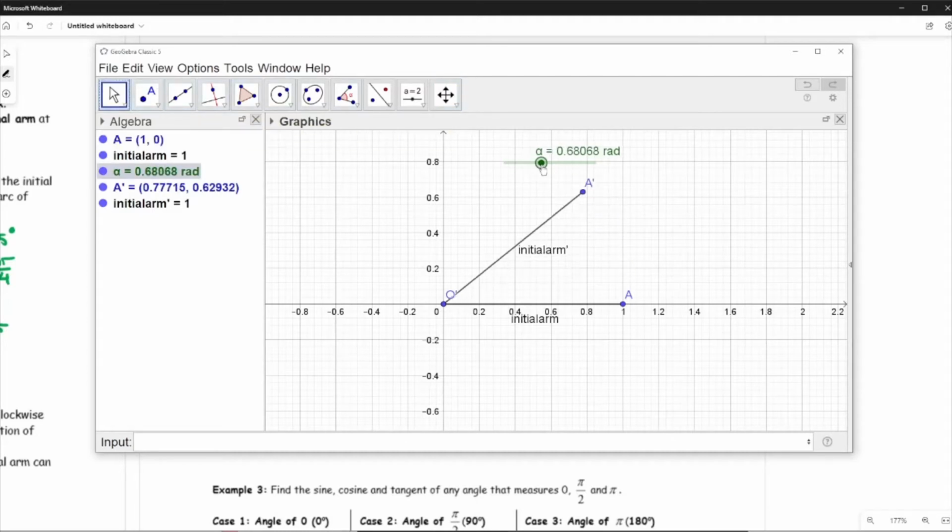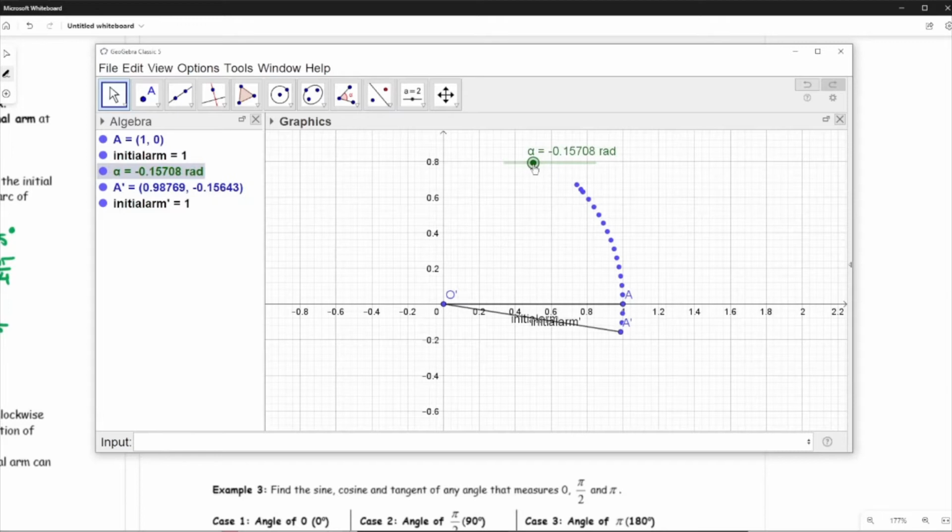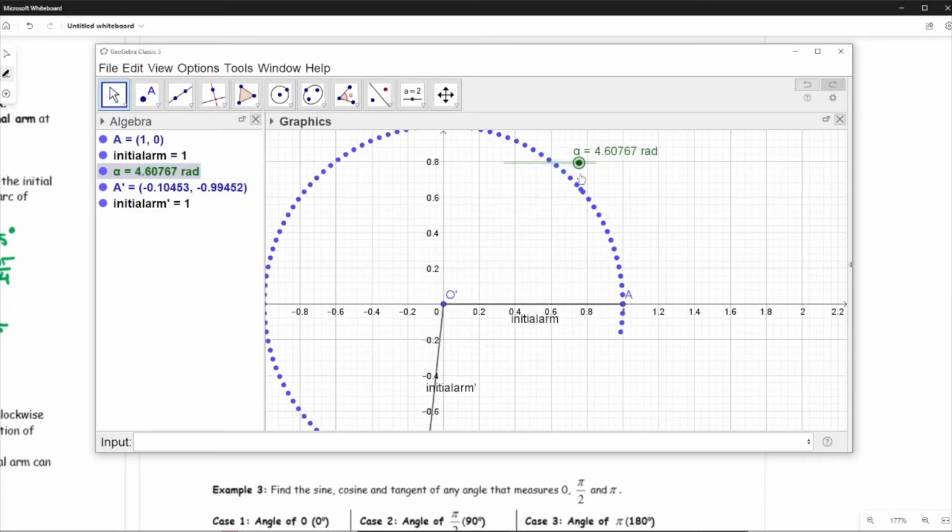So you can see that depending on how I rotate this, A prime moves to different places, and of course if we follow what A prime does, we know it's making a circle. It creates a circle as you rotate all the way around, right? But there's something else that A prime is doing which you might not notice right off the bat.